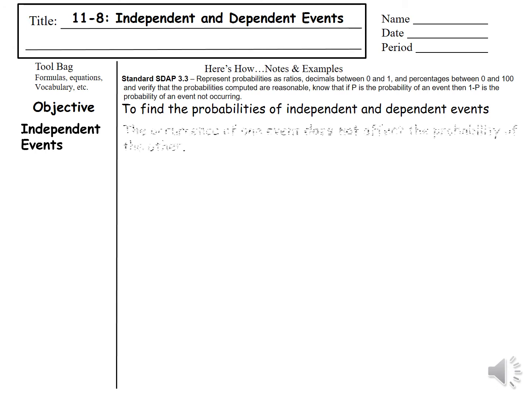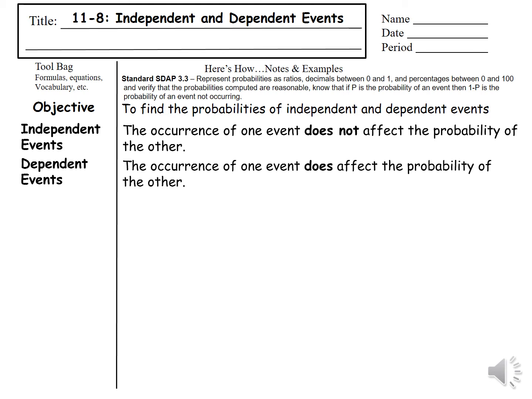The independent event has the definition: the occurrence of one event does not affect the probability of the other. The dependent event is the occurrence of one event does affect the probability of the other. So what does this mean? Based on the word independent, it means it's independent. It isn't affected by the others. So the probability never changes. Doesn't matter what the others say, the probability doesn't change.